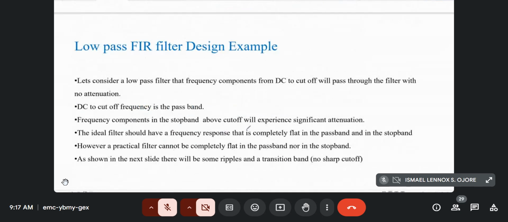Now for an example, we have not done an example. Let us consider a low pass filter, that passes frequency components from DC to cutoff. That just means from 0 to some cutoff. A low pass filter normally goes from 0 to cutoff.